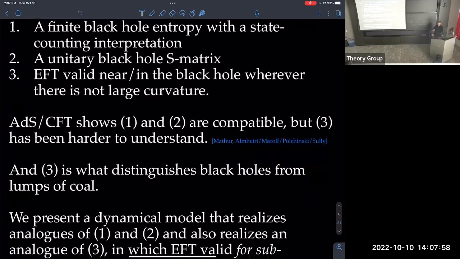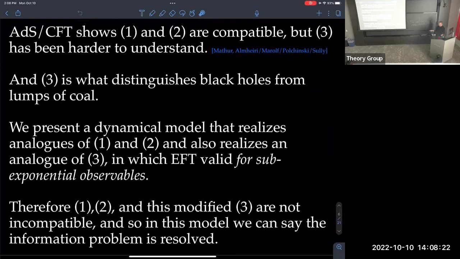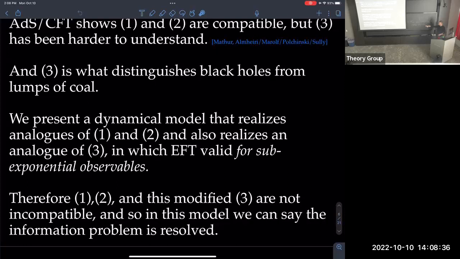So what we're going to do is present a dynamical model that realizes analogs of one and two, and also realizes an analog of three, but now three will be slightly different. It'll say that effective field theory is valid for sub-exponential observables. And this one, two, and modified three are not incompatible because we're realizing them in a model. So in this model, we can say the information problem is resolved. This is not quite the same thing as saying this is how the information problem is resolved in gravity, because we're not showing that gravity has all of the features of this model, but we're just showing that one, two, and modified three are not a priori incompatible.